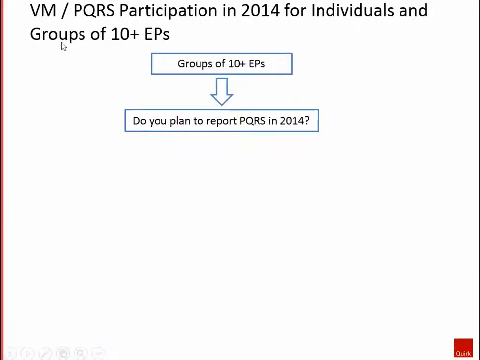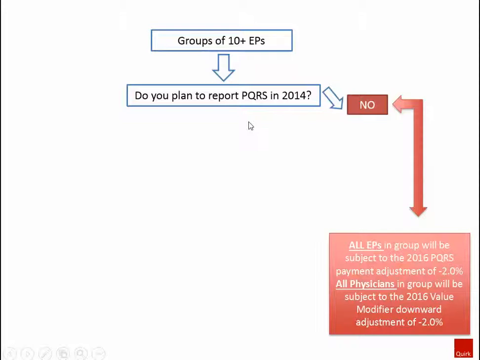The second group that we would talk about is groups of 10 or more. And again, this participation starts in 2014 with PQRS reporting. So do you plan to report PQRS in 2014? After everything we've talked about, I would hope that the answer would be yes. However, if you do not plan on reporting PQRS in 2014, all the eligible providers in the group will be subject to the 2016 PQRS payment adjustment of 2%. And in addition, the physicians in that group will be subject to the 2016 value modifier downward adjustment of 2%.